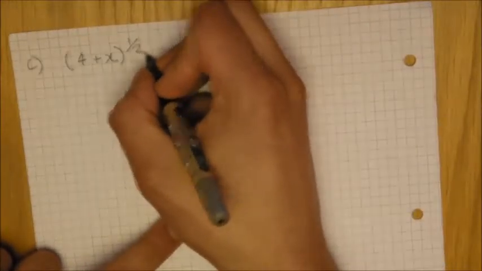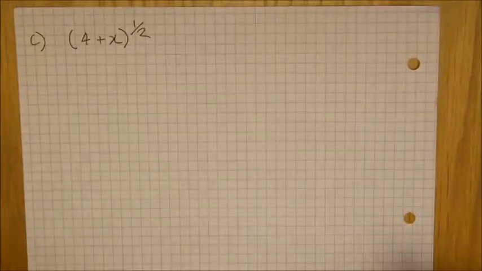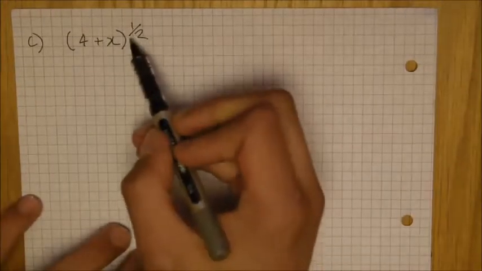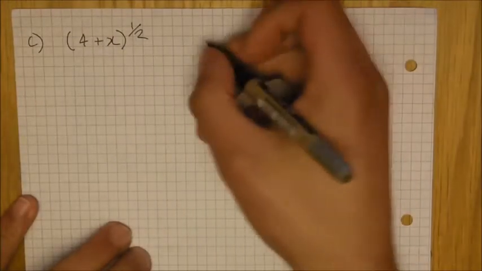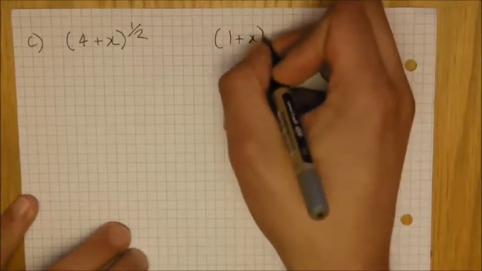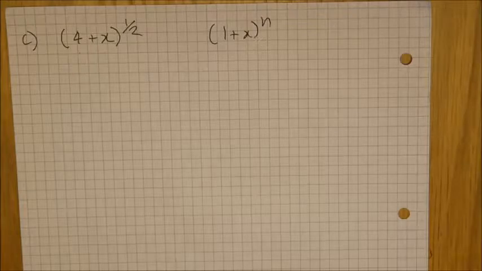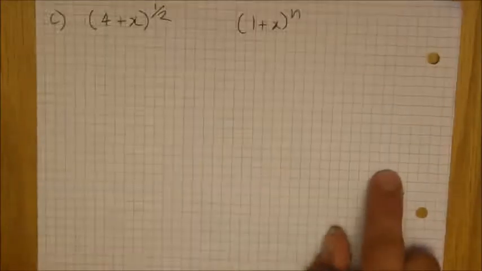4 plus x to the half. Now, why is this different? There's a couple of reasons why this is different. One, it has a fractional power, and two, it does not look like 1 plus x to the n, as there is a 4. So, here's the question. How do we deal with it?